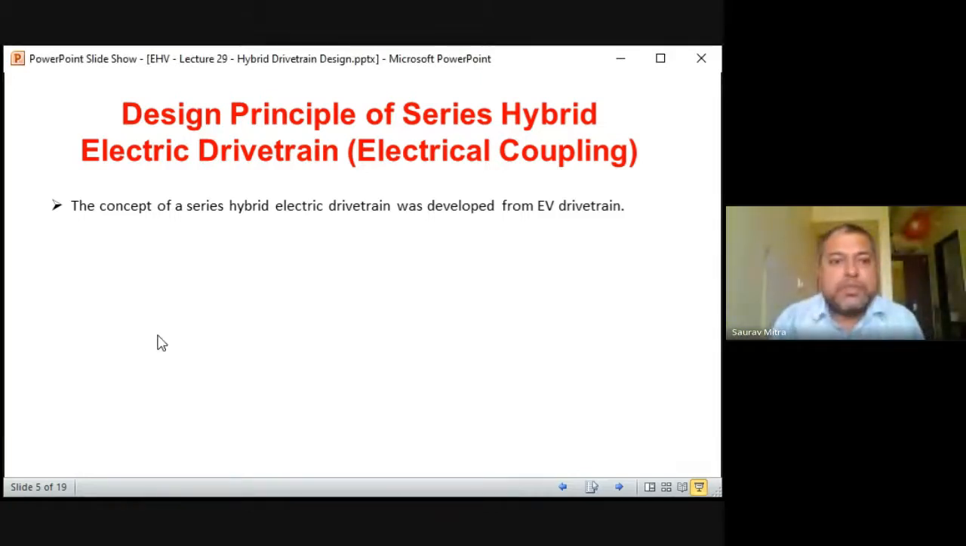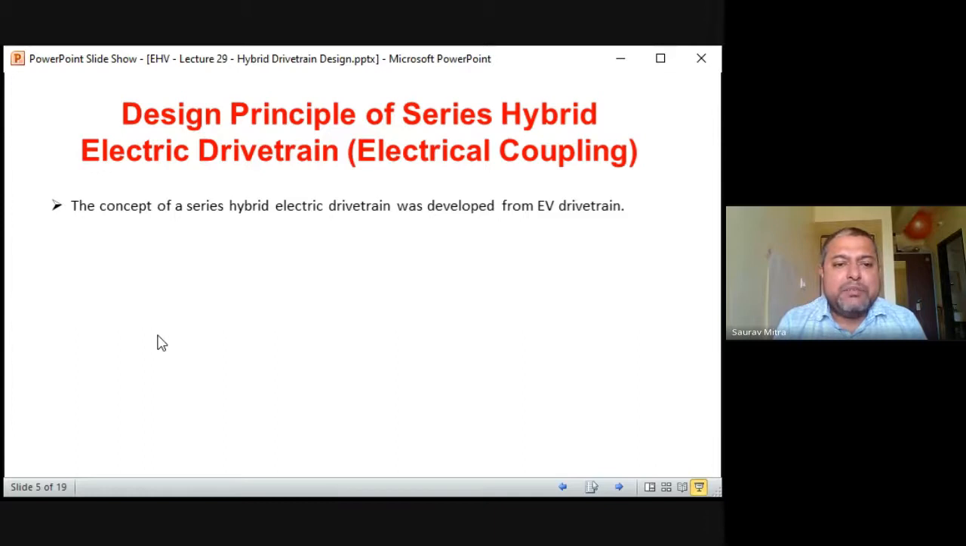Design principles of the series hybrid electric drivetrain. This is actually called electrical coupling. So this is module number 8 from the book of Ehsani, or the first part of our fifth chapter, that will be electrical coupling. Parallel is called mechanical coupling. We have seen that in the previous chapter.